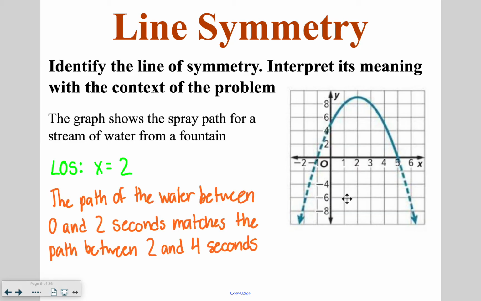So our line of symmetry is that x is equal to 2. And within the context of this problem, that means the path of the water is the same between 0 and 2 seconds as it is between 2 and 4 seconds. We only go up to 4 here because we want the part that actually matches.